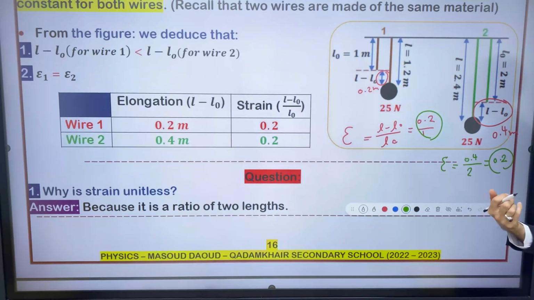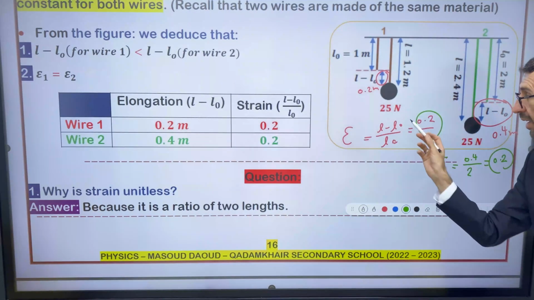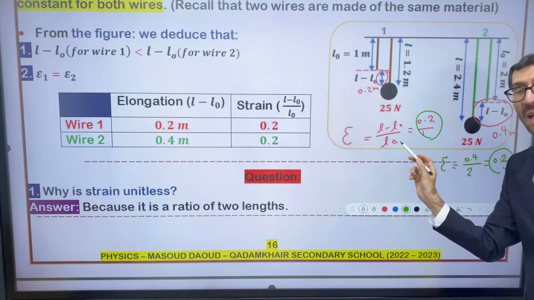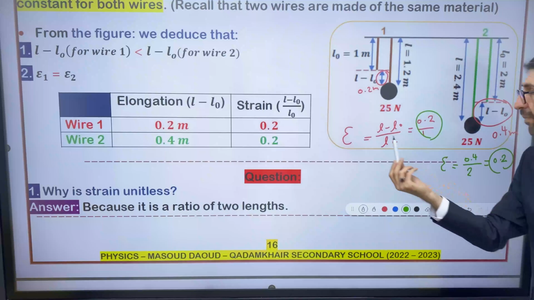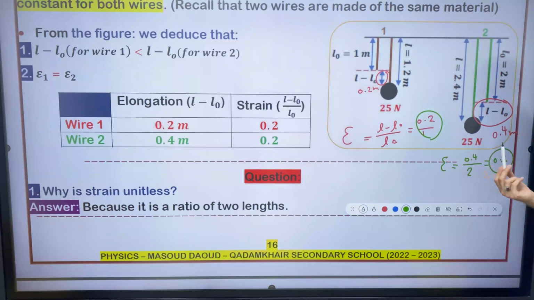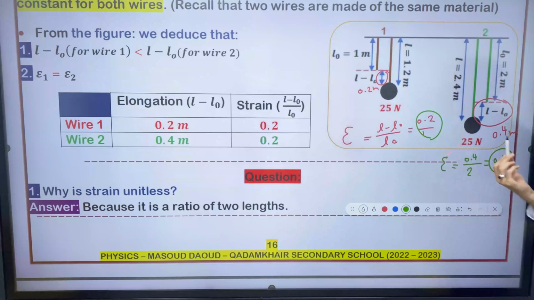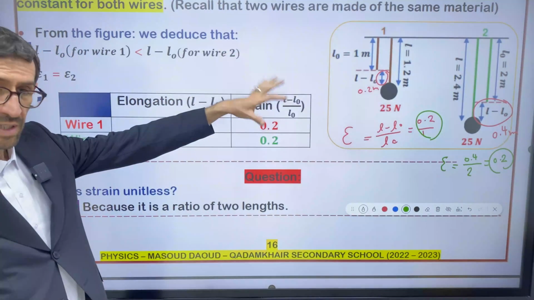What do you conclude? We conclude that the elongation for both wires differs, but the elongation per unit length remains as it is. Simply speaking, instead of elongation per unit length, we can say strain remains constant. The strain does not change for both wires. Whether you have a shorter wire or a longer wire, it doesn't matter. It doesn't change. So I solved it for you mathematically.